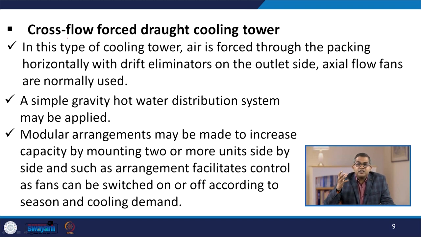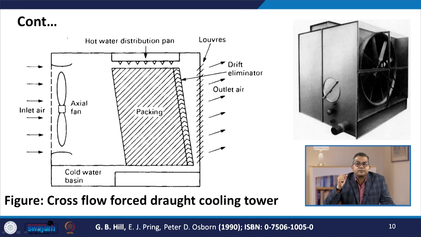The modular arrangement may be made to increase the capacity by mounting two or more units side by side, and such an arrangement facilitates the control, as a fan can be switched on or off according to the season and the cooling demand. Now, here you see the basic anatomy of this cross flow forced draught. The things are same, the basic phenomena is same.